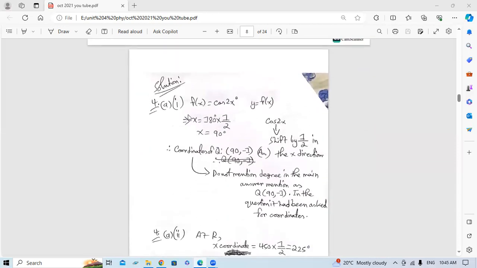here's the solution of 4a1. f(x) equals cos 2x degrees, x will be 180 degrees into 1 by 2, x equals 90 degrees. Cos 2x degrees is a shift by 1 by 2 in the x direction. Coordinates of Q will be 90 comma minus 1. Do not mention degrees in the main answer. Write it as Q 90 comma minus 1. In the question, it has been asked for coordinates only, not for degrees or any angle.